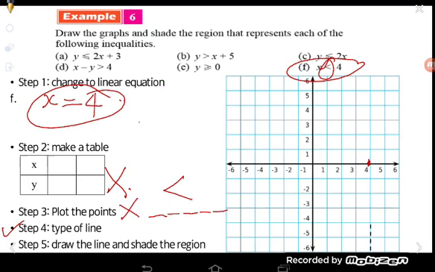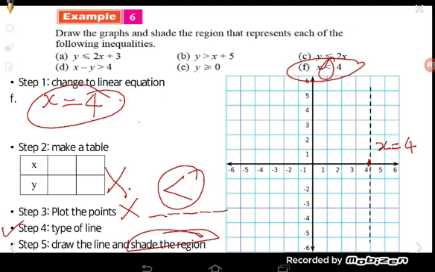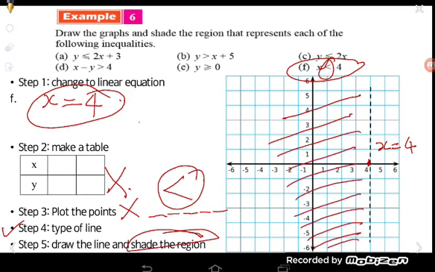So this is actually x equal 4. And then you shade the region. So look at the symbol, less. That means you draw the line first, and then you shade less. Less will be here. Okay, so that's it.